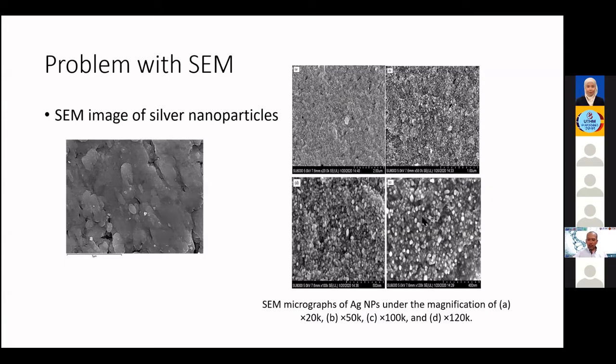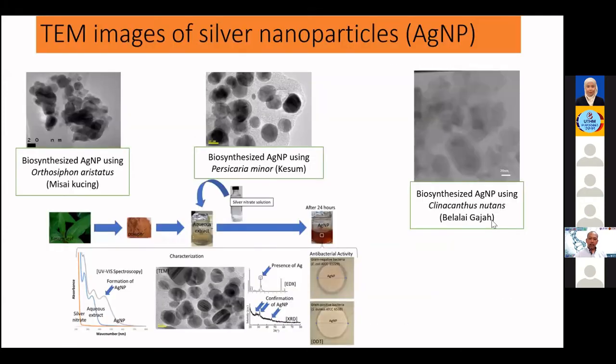This one you can get, but for high quality, if you want to submit to a high impact journal, it will not accept it like this. But for the thesis only, for your own characterization techniques, it's okay. That's why you need to have FESEM and also TEM, so that you can have a clearer picture like this one. So this is the TEM for the biosynthesis agent.